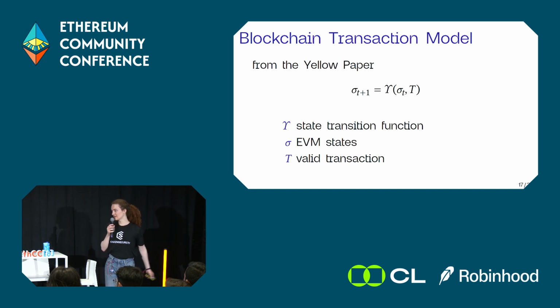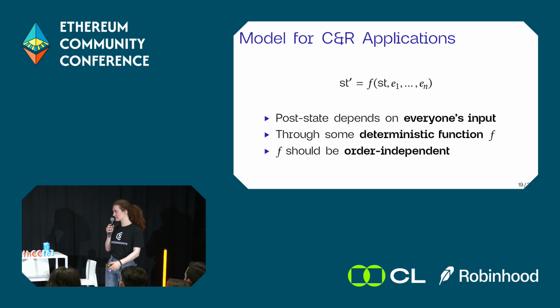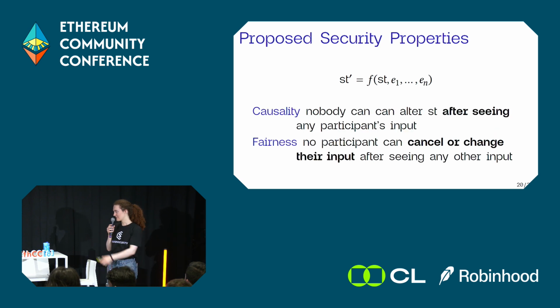What we proposed is maybe we could have the same thing, but with a security property, which I call causality, which is the idea that nobody can go and alter the previous state having been revealed the transaction itself. So that's interesting. And a second property that we're looking into is, if we try to generalize this model a bit to multiple inputs and not just one transaction, you would hope to have something like fairness. The fact that people cannot cancel their input or change it after they've seen other people's input.